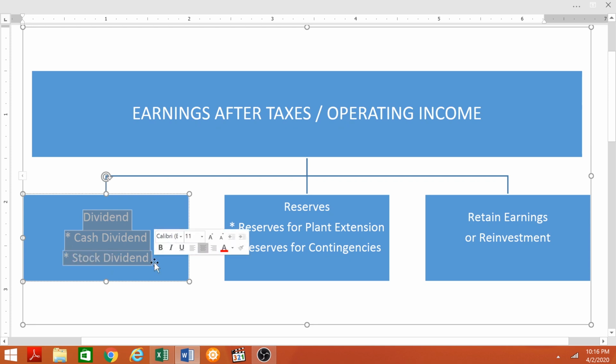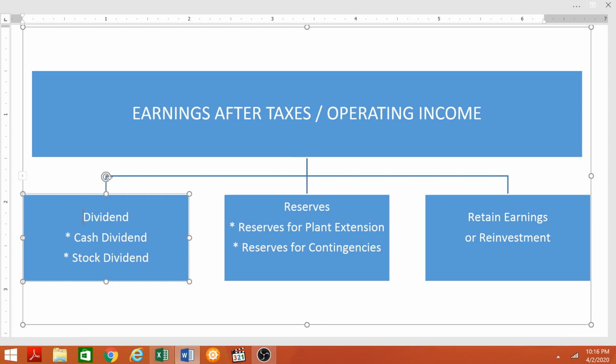Normally, there are two types of dividends given to shareholders by the corporation. One is cash dividend and the other is stock dividend. I repeat, out of net income, a certain amount is distributed among the shareholders, which is called dividend. Normally in the market, there are two types of dividend given by the corporation to its shareholders. One is cash dividend, which is given in the form of cash, and the other is stock dividend. It is given in the form of stock.